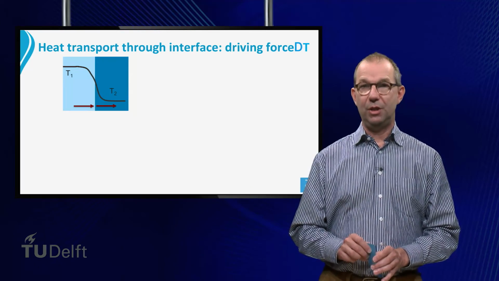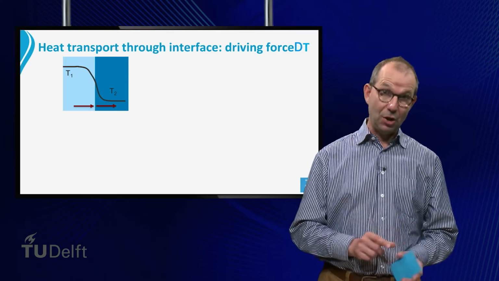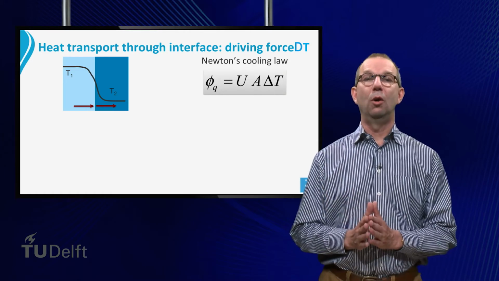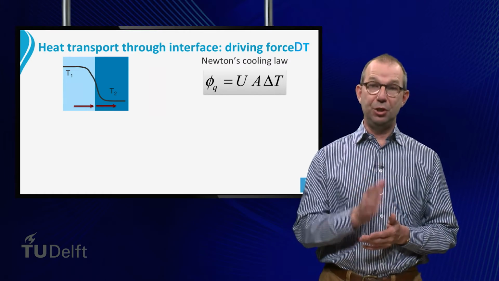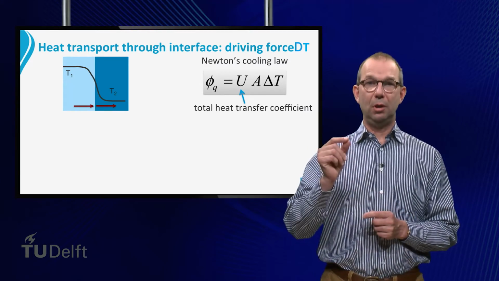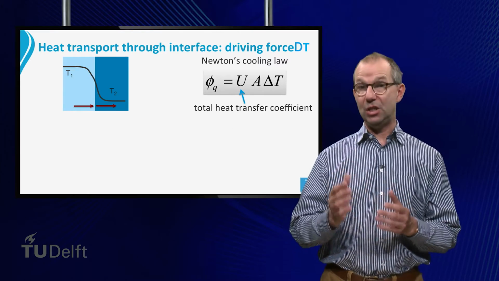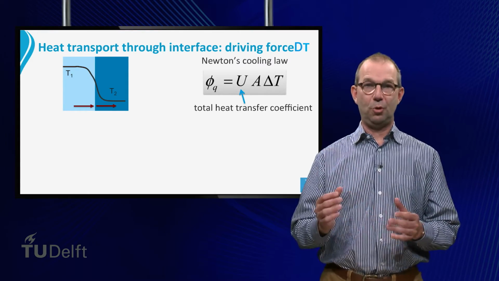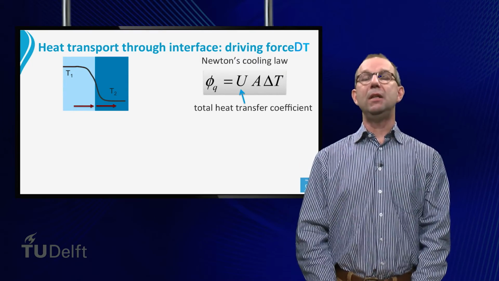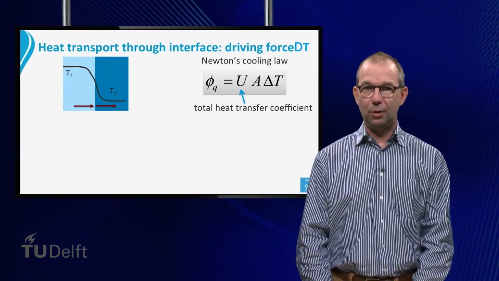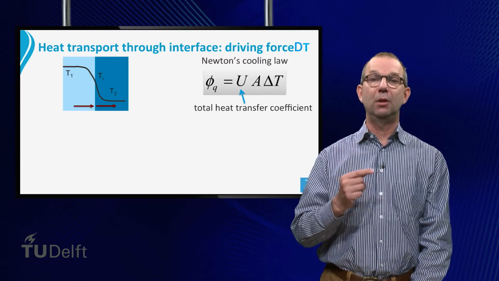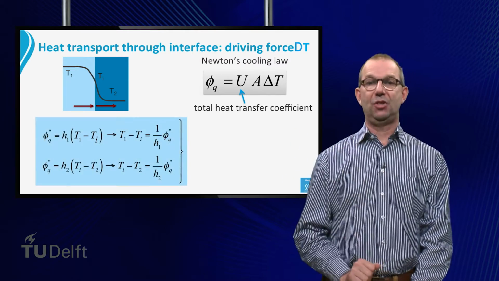Note that we draw this heat flow in the light blue as well as in the dark blue part. We can write this according to Newton's cooling law as phi sub q is U A times delta T. Here U denotes the total heat transfer coefficient, and the question is, what is U in terms of the heat transfer coefficient on each side of the interface? To find the answer, we are going to describe the heat flow on each side of the interface. First, we introduce the temperature T sub i of the interface.